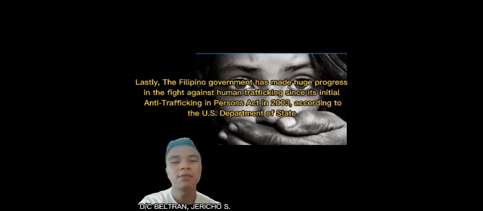Lastly, the Filipino government has made huge progress in the fight against human trafficking since its initial Anti-Trafficking in Persons Act in 2003. According to the U.S. Department of State, amidst the pandemic, it has continued its efforts, prosecuting more traffickers and educating our children about this misdeed.